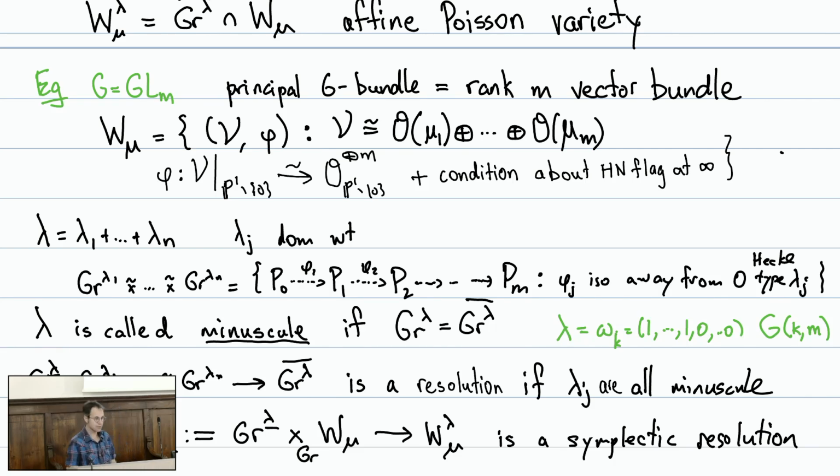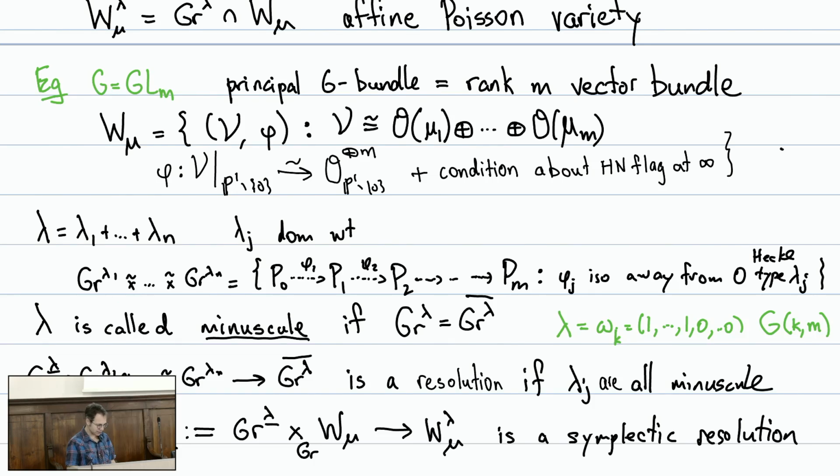So these minuscules are a subset of the fundamentals. So for example, in SL_n, all the fundamentals are minuscules, and so they look like this. They're usually written omega_k, and a bunch of 1s and then a bunch of 0s. And in this case of GL_n or SL_n, the corresponding Gr^lambda is just a usual finite dimensional Grassmannian Gr(k, n).